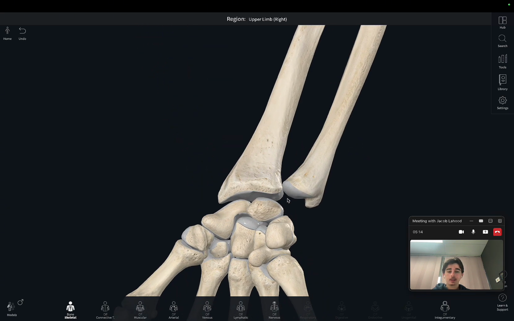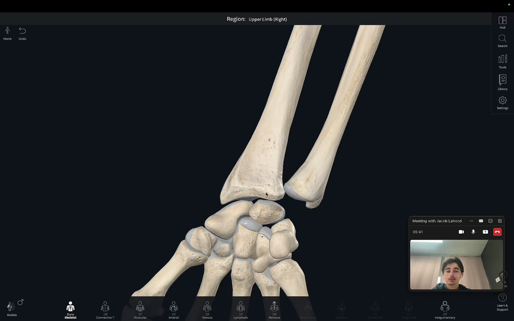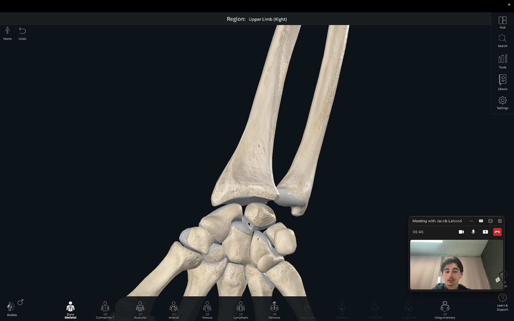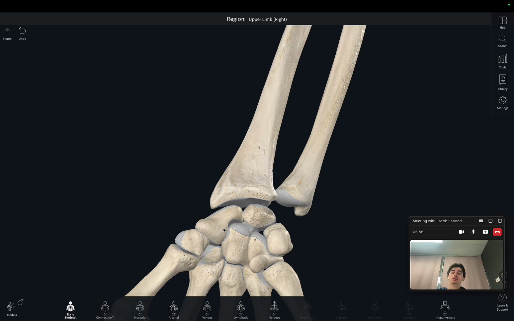So we can see that in this radiocarpal joint, we've only got the radius that is attaching to the carpals of the hand. The ulna actually doesn't touch or form a joint with the carpals of the hand. As such, only the distal radius and the articulating facets articulate with the wrist here.